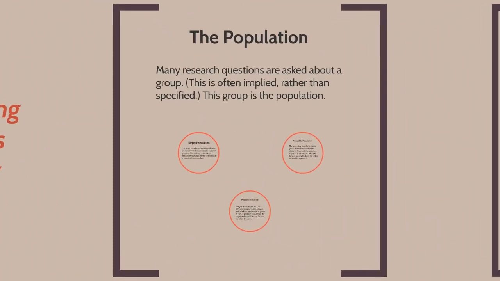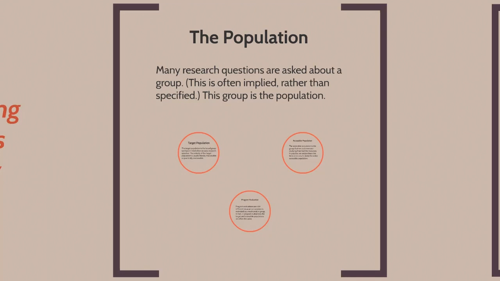Many research questions are asked about a group. This is often implied rather than specified. So for instance, if I want to know if a holistic approach to teaching reading leads to greater comprehension with beginning readers than a phonetics approach, that research question has an implied group that the question is about.